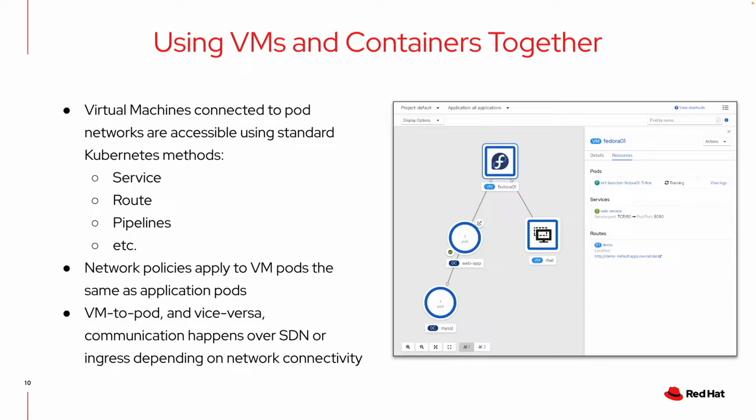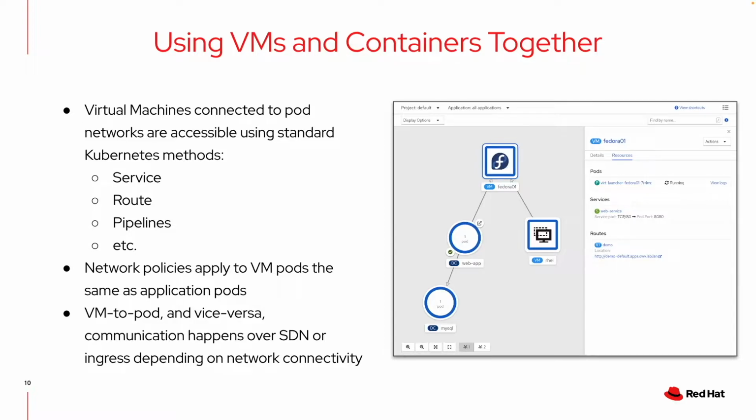Well, we looked at how we can create virtual machines in pods using templates, but how can we further leverage the benefits of having the Kubernetes platform itself? What we can do is have virtual machines connected to pod networks, and then use standard Kubernetes methods like service routes, for instance.